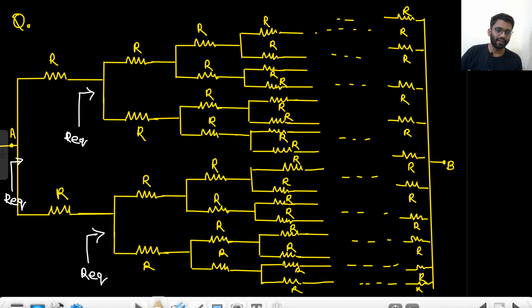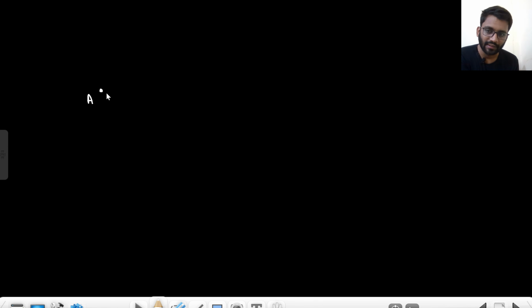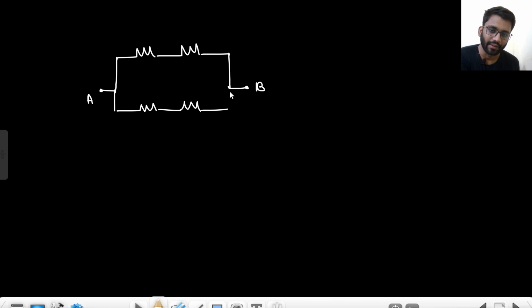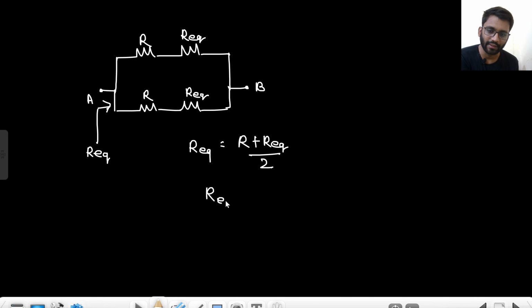So between A and B, what I can do now is that this is my A. A has R and then R equivalent. Then directly we have B. Again we have R and R equivalent. This is R equivalent, this is R equivalent, and this is the R equivalent we are calculating. So our R equivalent will equal R plus R equivalent by 2. So your R equivalent is coming out equal to R only.